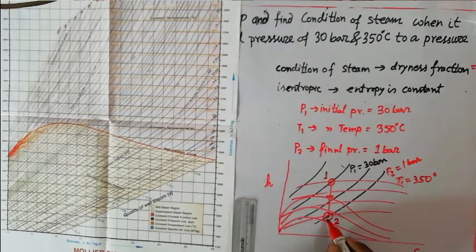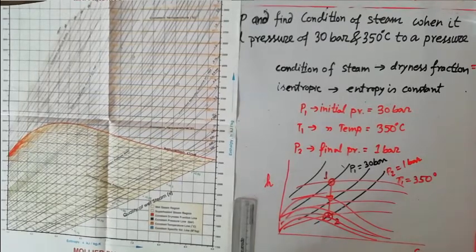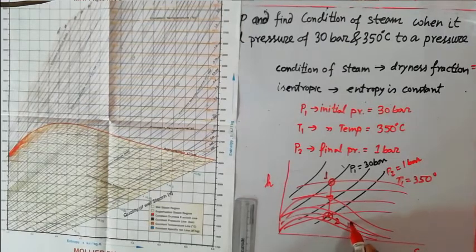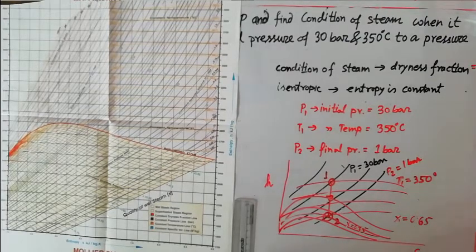If your state point 2 is meeting a particular dryness fraction line, then it will give you that particular dryness fraction. Suppose the dryness fraction value is 0.65. If point 2 is lying on the x equals 0.65 dryness fraction line, then the dryness fraction will be 0.65 if it is intersecting that particular dryness fraction line.